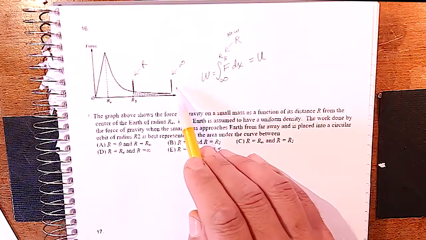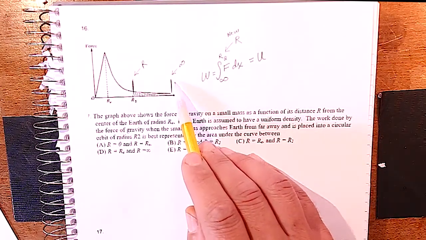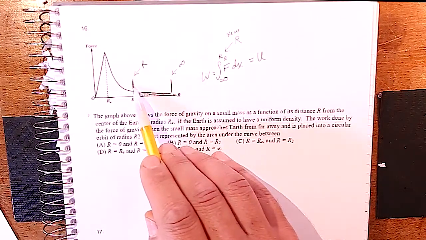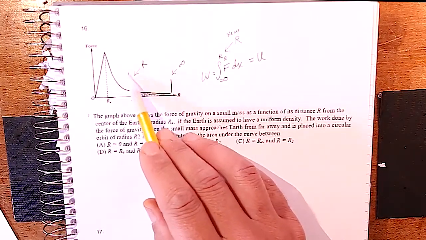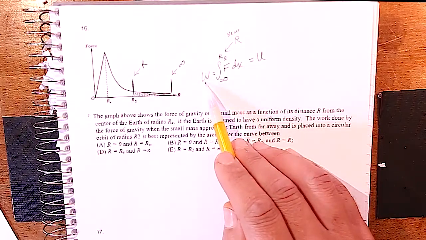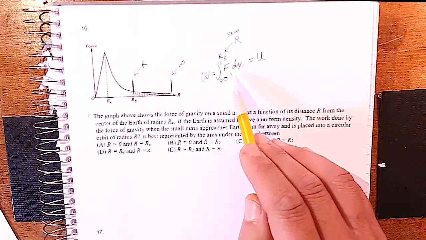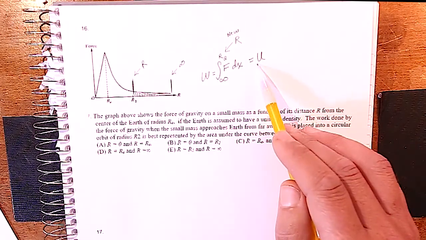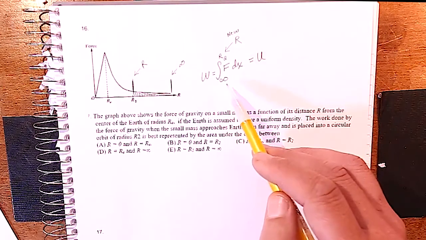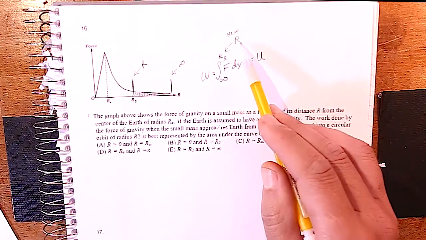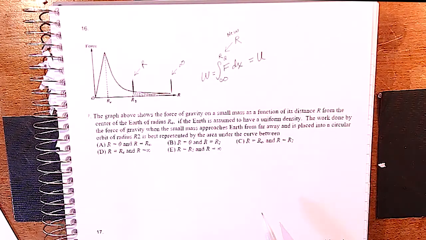So we can look at this as starting out at infinity, and then we are moving it to r2, which is our new r. So what is that new r? Well, the work is equal to the integral of F dx, and that's equal to U. So then we say that this goes from infinity to our new r2, which we're going to define as r.